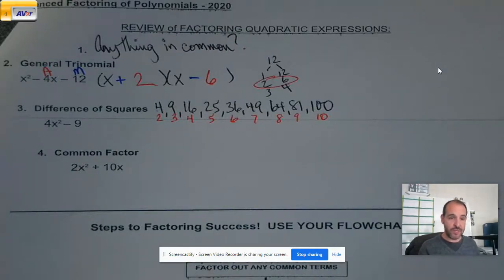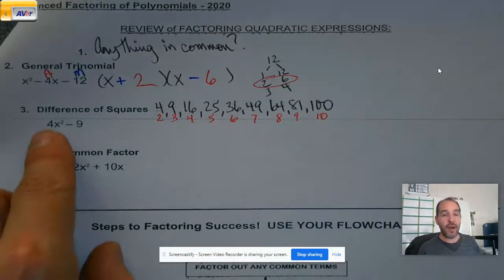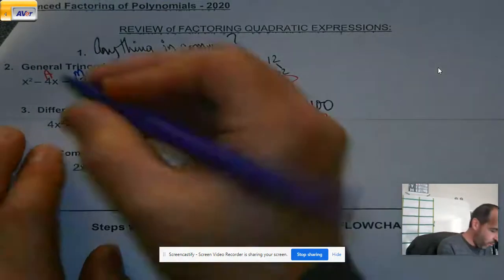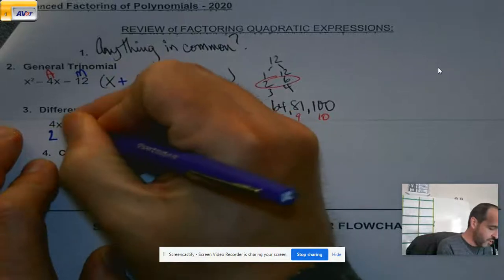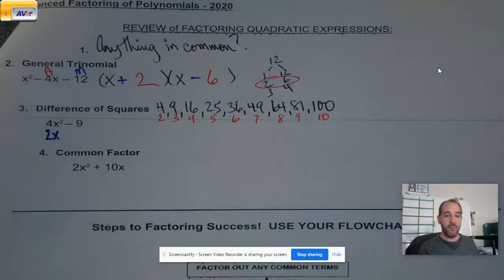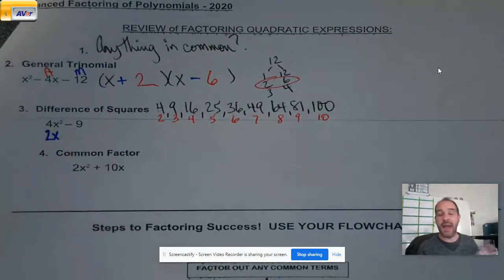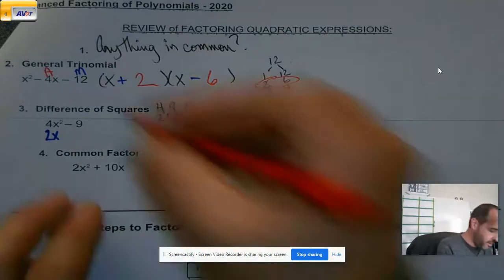So here's what I always do with difference of squares. What do I square to get my first term? What do I square to get 4? 2. What do I square to get x squared? X. What do I square to get 9? Not negative 9. Don't pay attention to the sign.